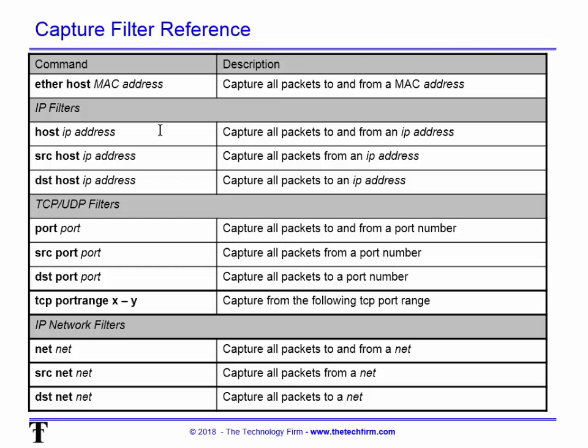Some of the more important ones that you may want to use down here are things like port numbers, so port 80, that sort of thing, or a range of port numbers. Some applications might use a range of 700 to 800, and that way you can have one filter to get all of those packets.